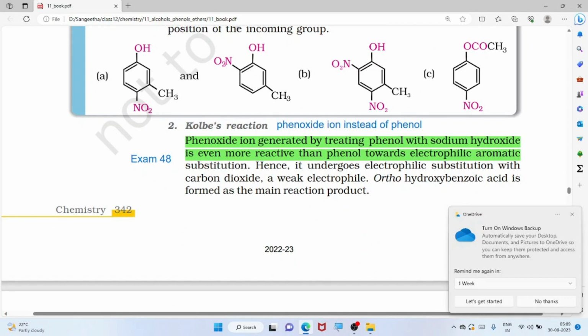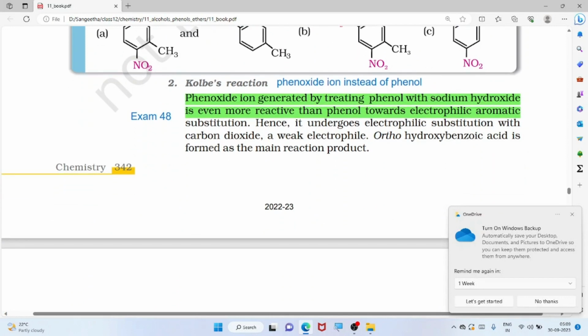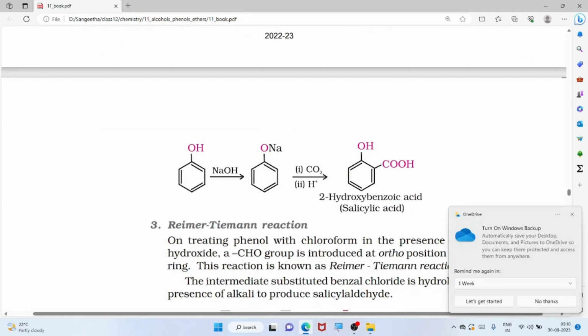So here in this Kolbe reaction, we are using the phenoxide ion instead of the phenol. The phenoxide ion generated by treating the phenol with sodium hydroxide is even more reactive than the phenol towards electrophilic aromatic substitution. Hence it undergoes electrophilic substitution with carbon dioxide. That is why we are using the phenoxide ion instead of the phenol.